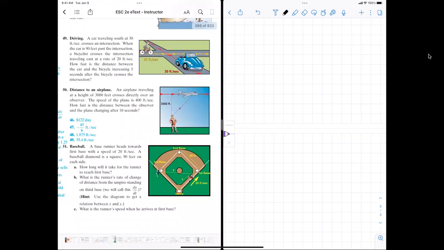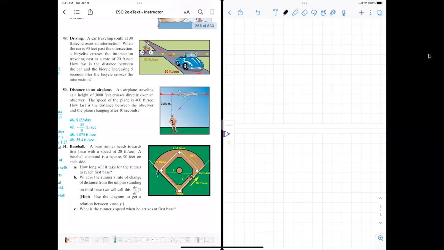Part A doesn't even require calculus to answer. Part B, we're going to end up coming up with the formula for dy over dt, which represents the rate of change of the distance from the umpire that's on third base to the runner. And then part C, based on looking at their answer in the textbook, is asking you to use part B, so use the formula that you come up with in part B in order to calculate the runner's rate of change of distance from the umpire.